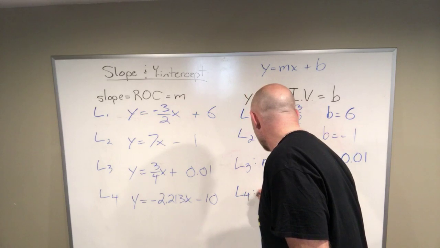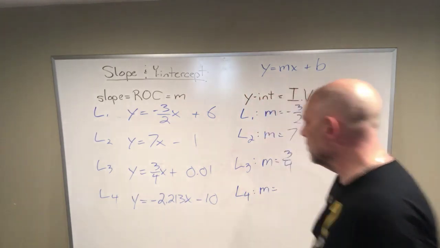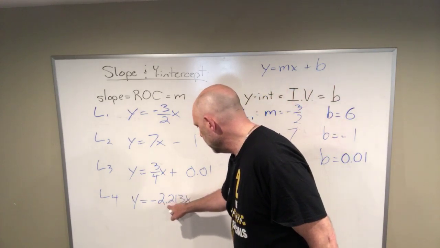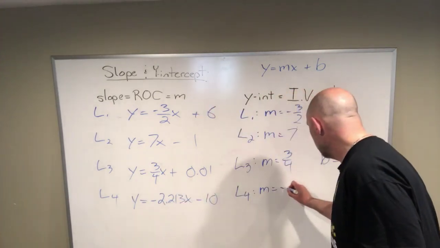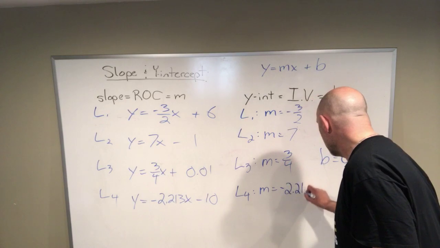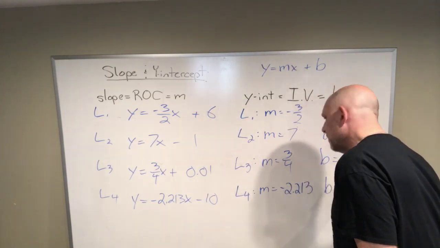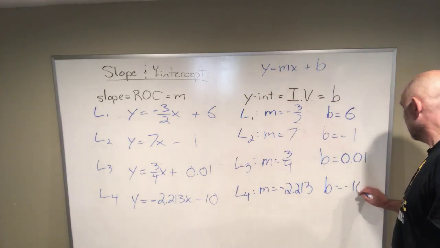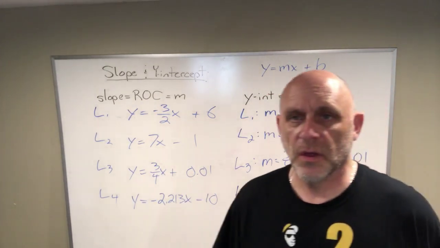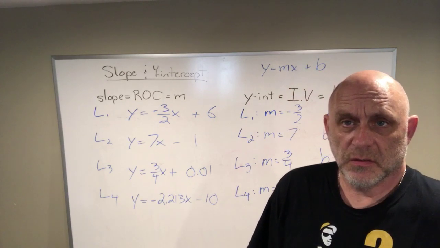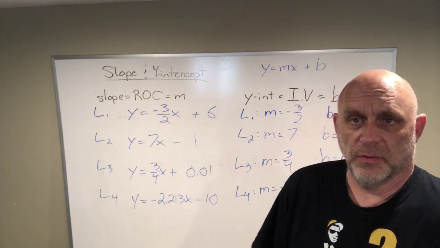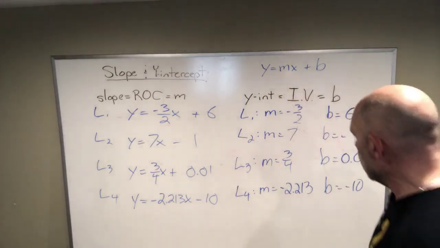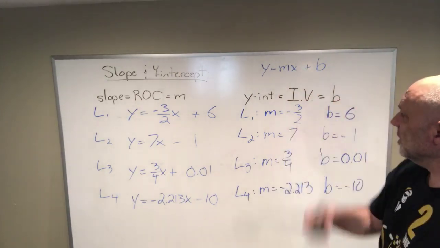L4. What's the slope? What's beside x? Negative 2.213. What's the y-intercept? Negative 10. Okay? See, it's much easier than you're probably thinking. Probably making it complicated if you're having a hard time. You get it. Let me do it the other way around.